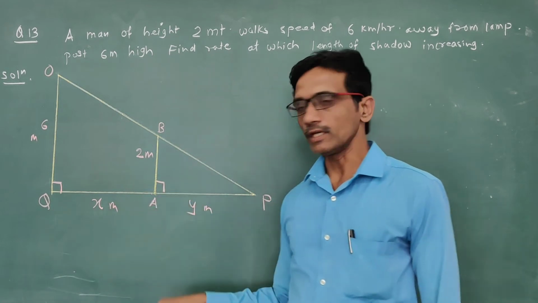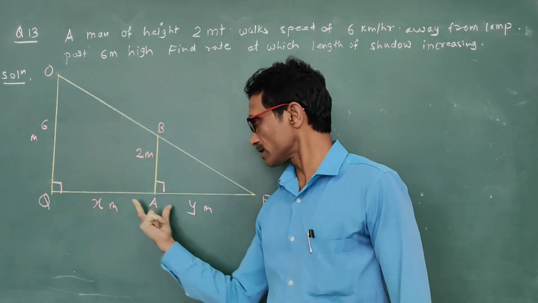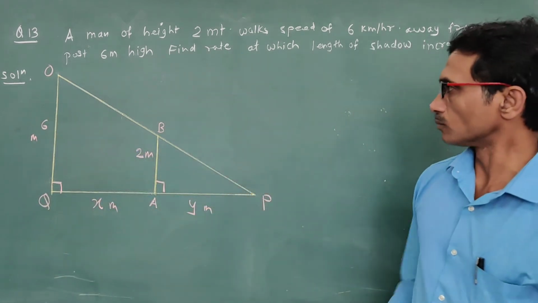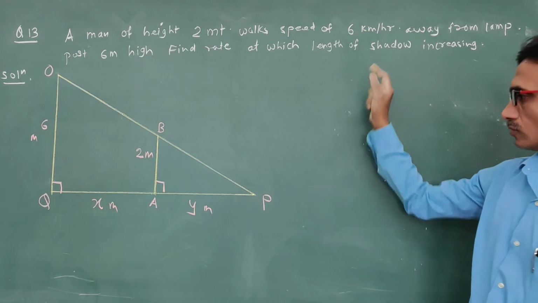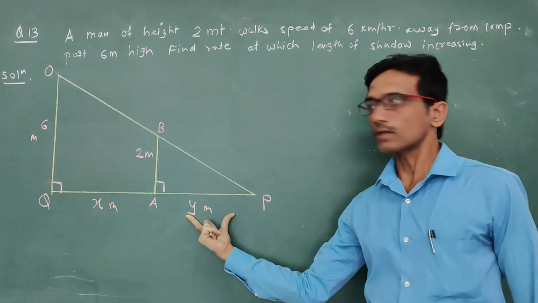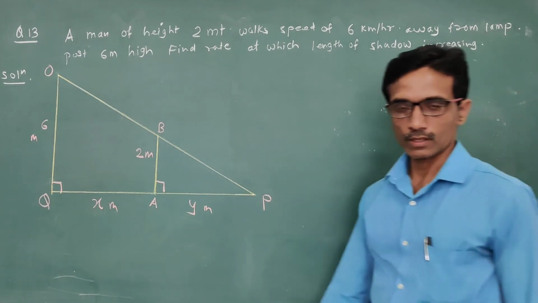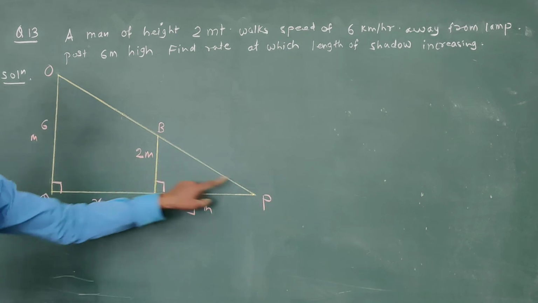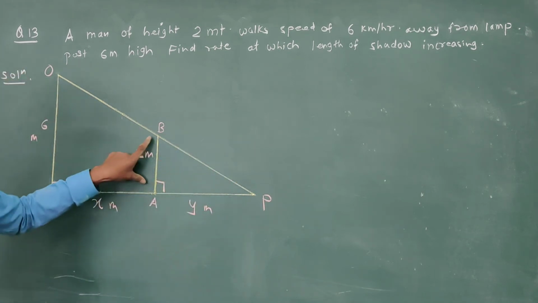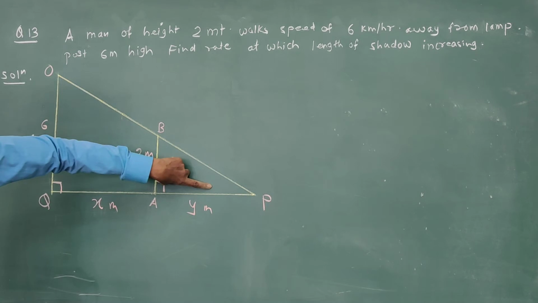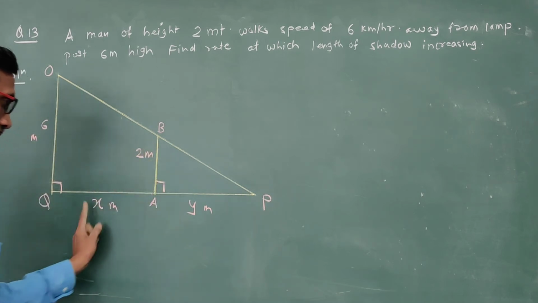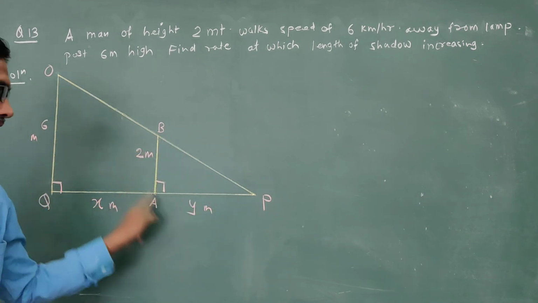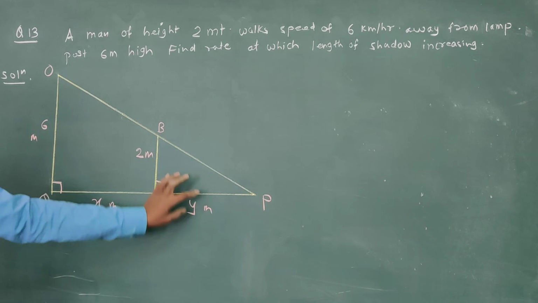And suppose in time t the man is at this position, that is x meter away from the lamp post. What do we have to find? Find the rate at which the length of shadow is increasing. This is to be found out. So here you can see we have these two triangles. This is a man and this is the shadow of this. This is at distance x meter away from the lamp post. So two triangles are formed. One is a smaller triangle and another is a bigger triangle.